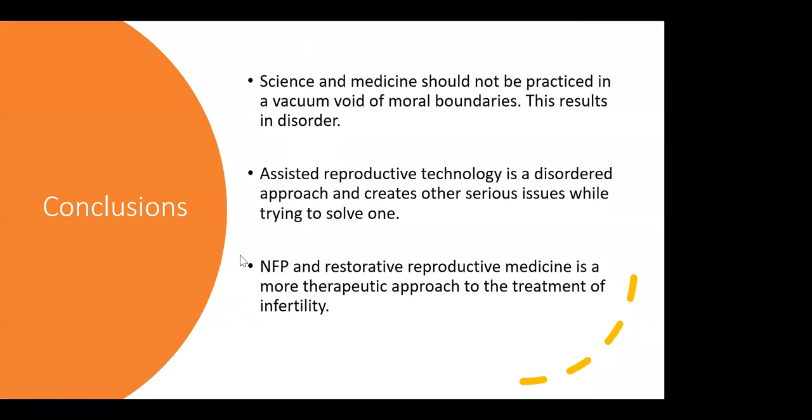So in conclusion, science and medicine should not be practiced in a vacuum, void of moral boundaries, because this results in disorder. Assisted reproductive technology is a disordered approach and creates other serious issues while trying to solve one. And natural family planning and restorative reproductive medicine is a more therapeutic approach to treatment of infertility.